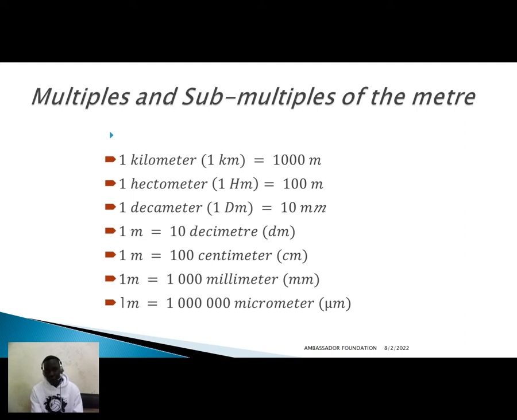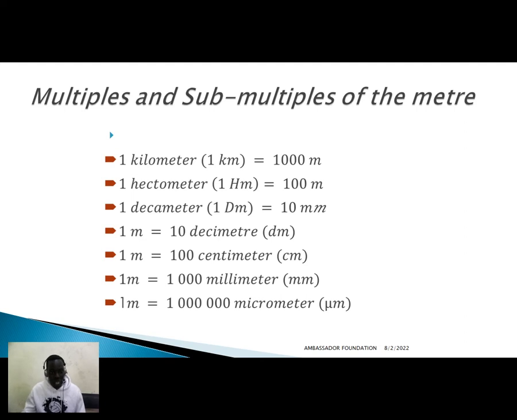For example, 1 kilometer is just 1,000 meters, 1 hectometer is just 100 meters, and 1 decameter is just 10 meters. 1 meter is 10 decimeters, 1 meter is 100 centimeters, 1 meter is 1,000 millimeters, and 1 meter is a million micrometers. So I want you to be able to play with these values. You should be able to convert from meters to other units of length, and back to meters using what I've just displayed to you.